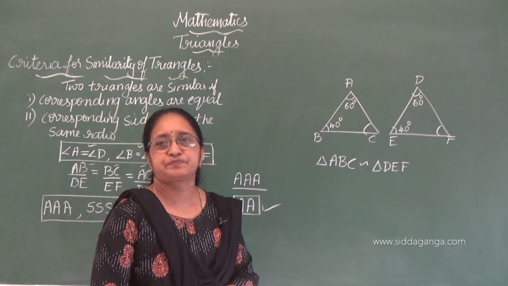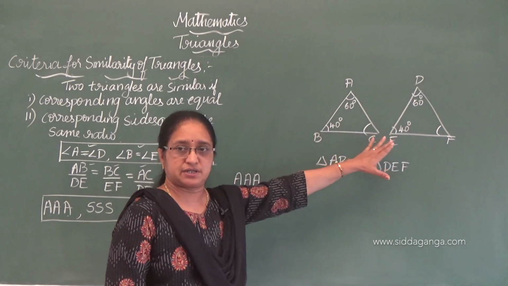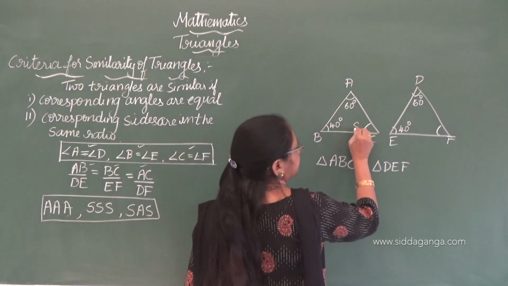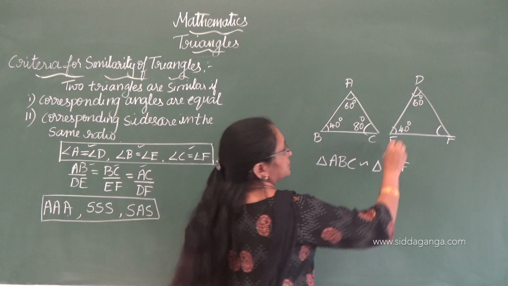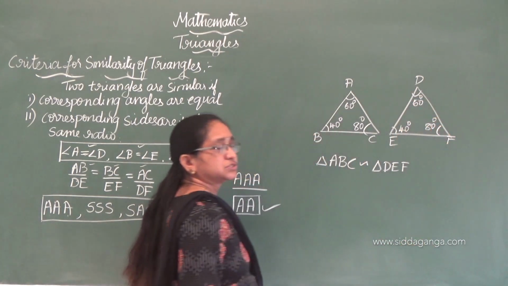Think for a while. Angle sum property of a triangle. See, if this is 60, if this is 40, definitely this will be 80.